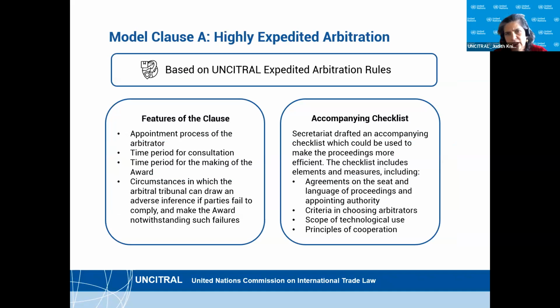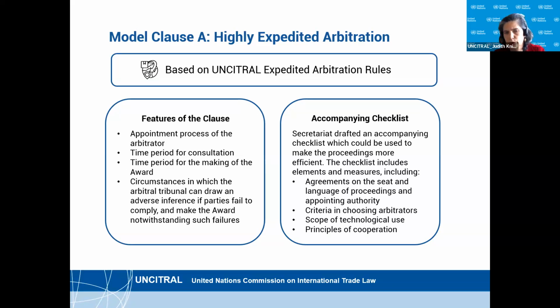So here you see the slide on the highly expedited arbitration rules, model clauses, sorry, with the key features being that we are proposing an even quicker appointment process by requiring the parties to already determine the appointing authority, or even agree already on the name of the arbitrators when concluding the contract. Then we have time periods that are considerably shortened for consultation, for making the award. The idea being to have a proceeding that will be terminated within 60 or 90 days.